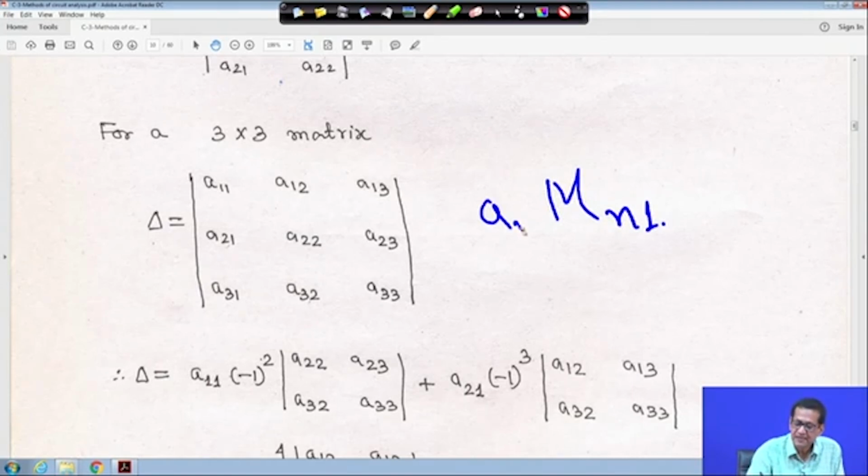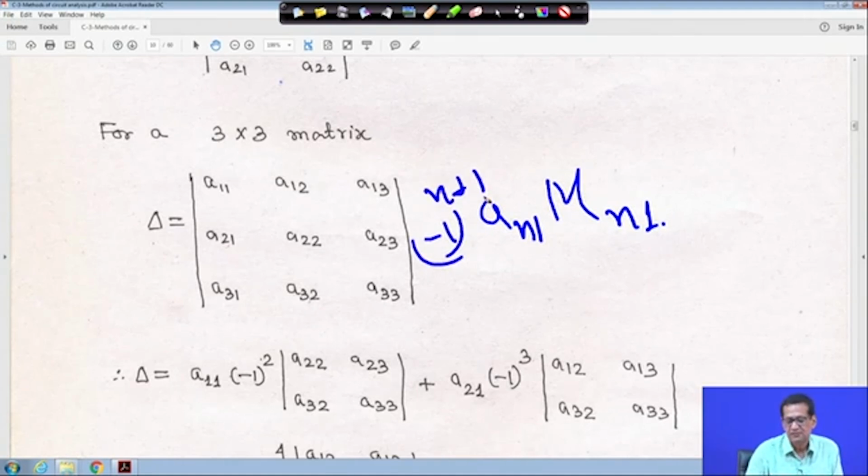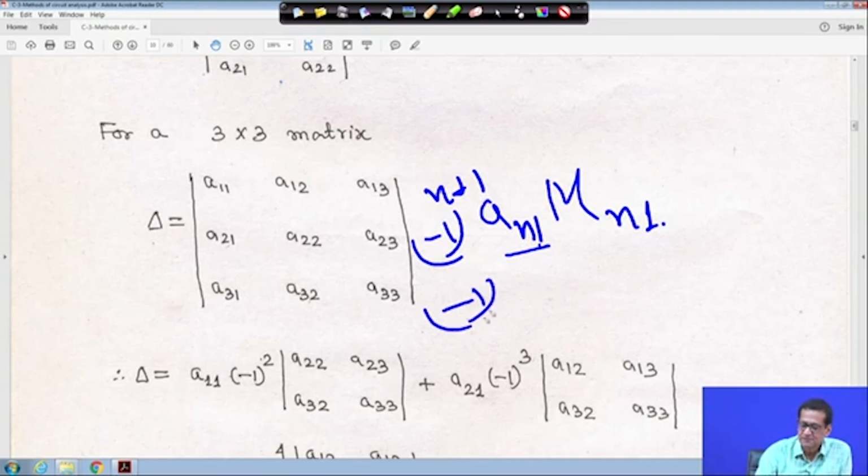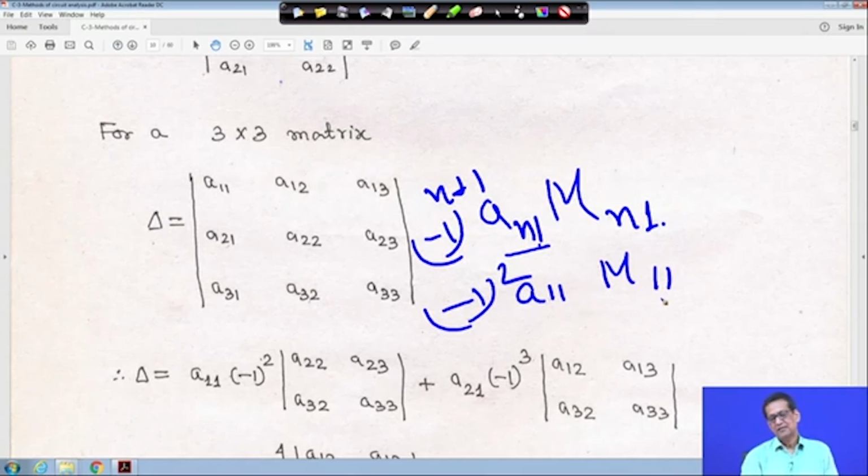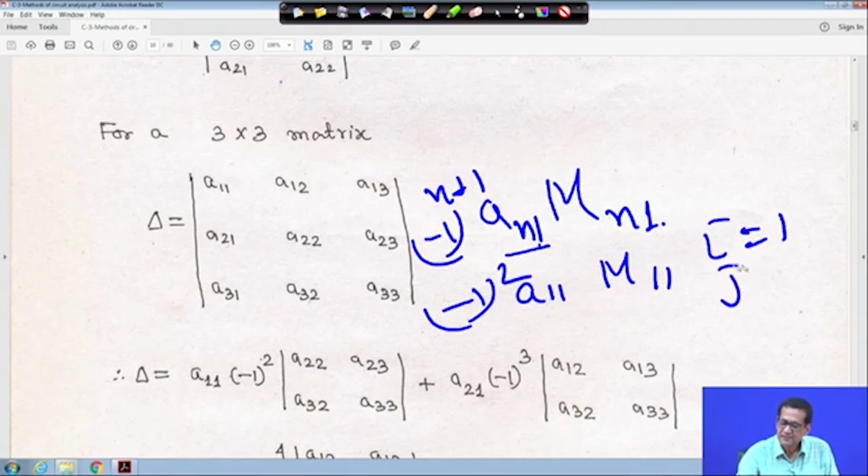Then you are writing a n 1, then minus 1 to the power n plus 1. Now, if you look into that, n is equal to 1 means it is a 1 1, this is minus 1 square. So, it will be plus, then this term a 1 1 coming, then m 1 1. So, ith row and m 1 1 means here i is equal to 1 and j is equal to 1.